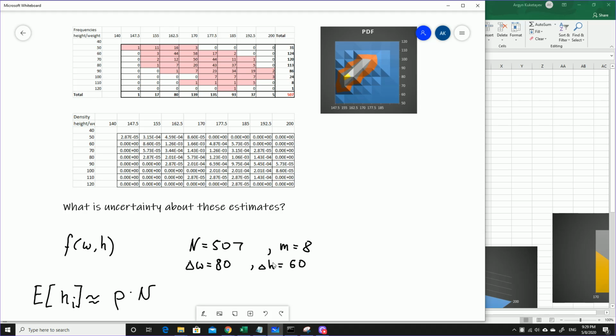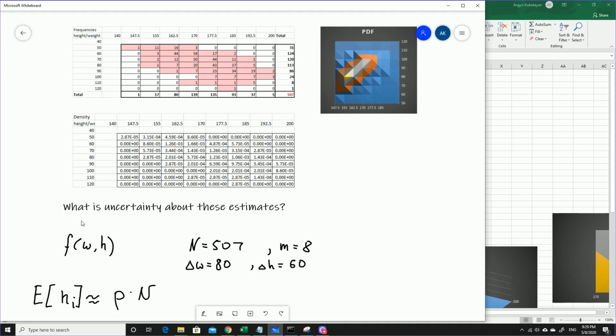Delta W and delta H are the ranges of weight and height. So my weight goes from 40 to 120, so its range is 80, and my height goes from 140 to 260 centimeters. N is 507 observations. So now I'm going to denote f_WH as the true density function. So let's say there is a true density function. We don't know it. We're not pretending we know it, but we're trying to estimate it, right?